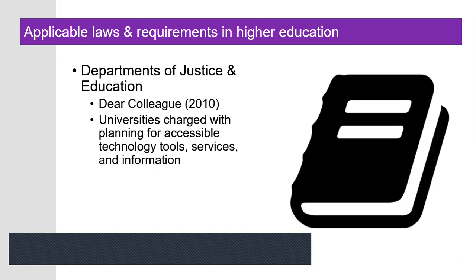In higher education, additional laws and requirements apply. If you feel like you've been hearing more about accessibility, particularly on our campus in recent years, you're absolutely right. In 2010, in response to a complaint filed by the National Federation of the Blind, or NFB, the U.S. Department of Justice entered into a settlement with colleges and universities that had been using the Kindle e-reader as part of a pilot study with Amazon.